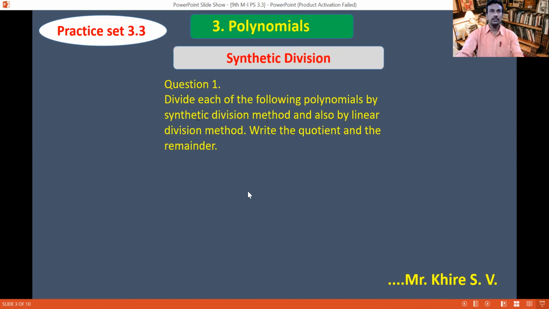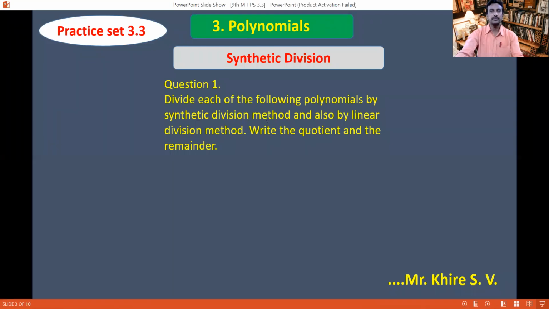In that, question number 1 is: divide each of the following polynomials by the synthetic division method and also by the linear division method. Write the quotient and the remainder. We have to divide the given polynomials using two methods. The first method is the synthetic division method and the other is the linear division method. You have to solve all the examples using both methods, and then write the quotient and the remainder of the division.